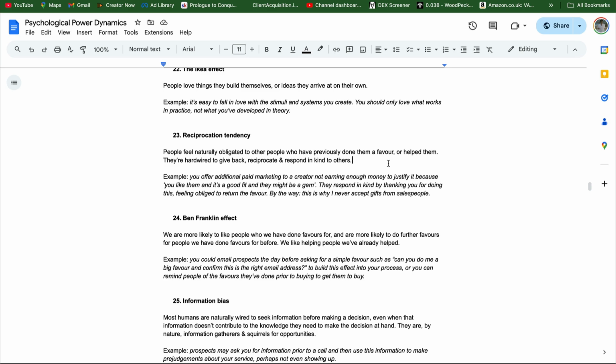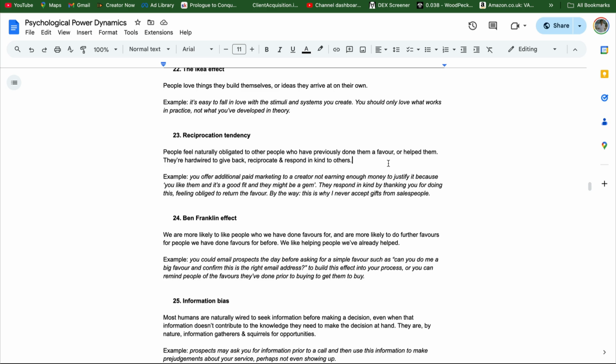And you tell them, for example, I don't know, give them a discount on your service or whatever. And then they obviously understand what you've done for them and how you don't usually do that. Then they're going to feel obliged to return the favor, right? And that's why I never accept gifts from salespeople either. The reciprocation tendency is so powerful. You probably do it all the time.